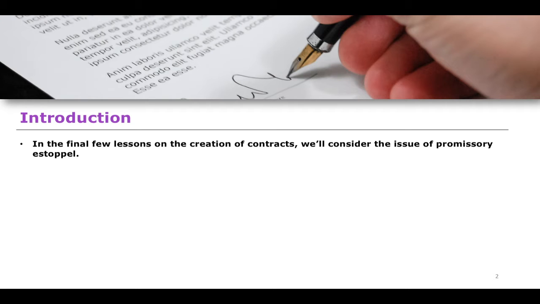We then spoke about the idea of an intention to create legal relations, and then finally I spent the last few lessons talking about consideration. This lesson is going to consider promissory estoppel in a little bit of detail. We'll talk about the case which establishes this rule of promissory estoppel, before in the next lesson talking in more detail about what promissory estoppel actually implies and what it does, and give some more case law illustrations of how promissory estoppel works.